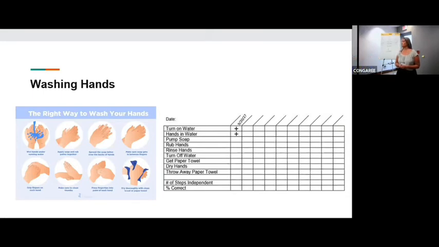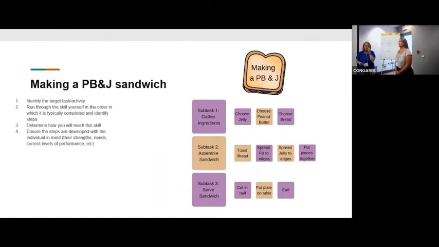So they've got the date here and a plus or a minus if the student was able to do just that part. If they were able to turn on the water independently, they get a plus. If they needed help, they would get a minus. And then at the bottom, that could be your percentage. And there you have your data for your progress monitoring or your present levels. Yep, IEP goal, anything.